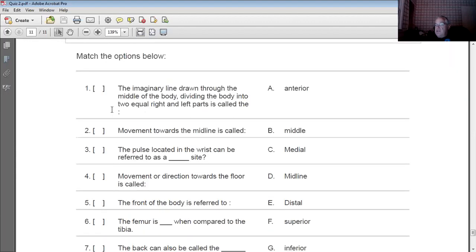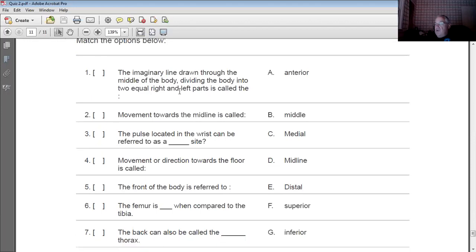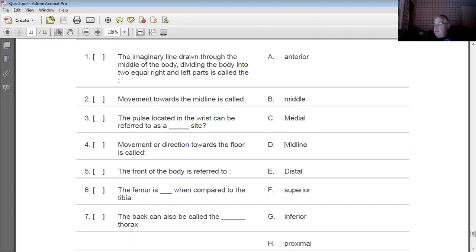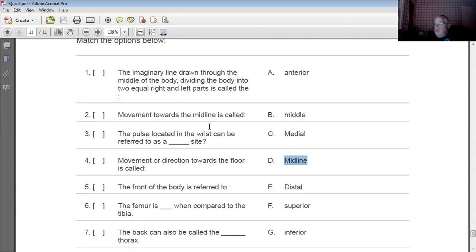Okay, match the options below. An imaginary line drawn through the middle of the body, dividing the body into 2 equal right and left parts is called the midline. So that's D. Movement towards the midline is called medial. Okay, and away would be called lateral. So something going towards the center of your body is medial, something going out towards your sides is lateral.